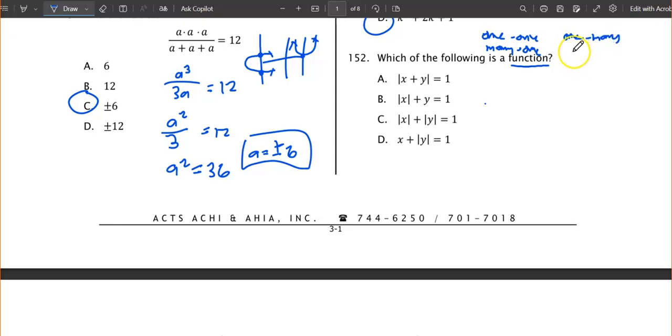So if you are given a set of ordered pairs, for example, 0, 2, and then 0, 1, remember this is not a function. Why? Because the x value is being repeated.